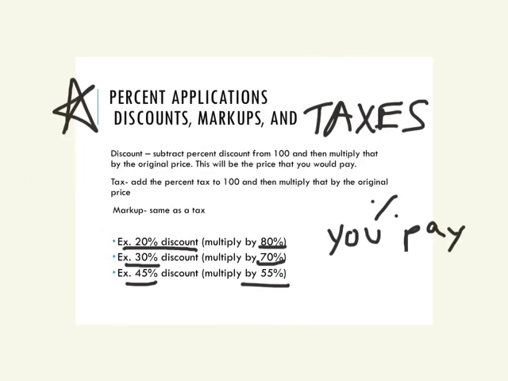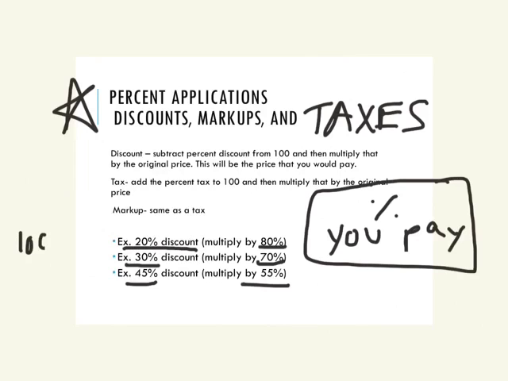So when you hear me say this percent you pay, in terms of a discount, you're taking the discount and subtracting it from 100. 100% is what we would consider to be full price. And that's how we get the percent you pay. Does everybody understand where I'm coming up with those numbers?